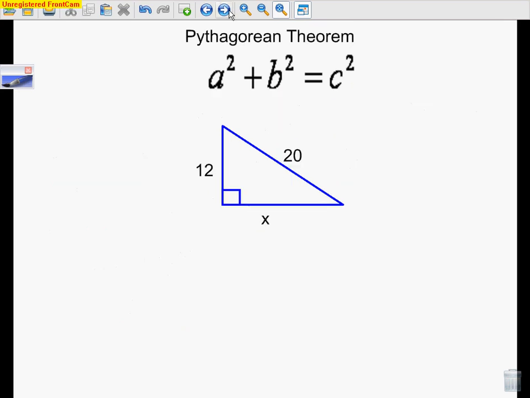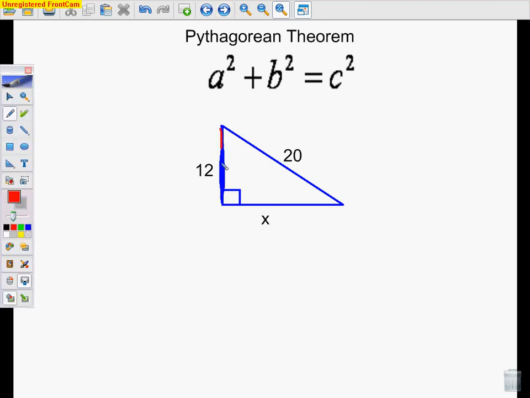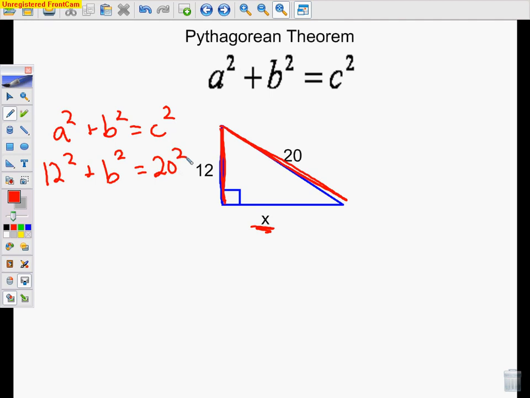Another way you could use the Pythagorean theorem is if they give you one of the legs and the hypotenuse. Let's use a different color here. They give you one of the legs and the hypotenuse. You can plug it in to find the other leg. So let's do that. A squared plus b squared equals c squared. So let's say a squared is 12 squared plus b squared, we don't know what that is, that's going to be x squared. b squared equals c squared, which is 20 squared.